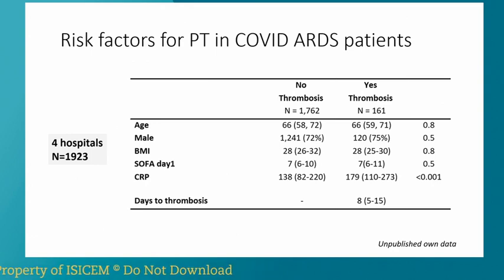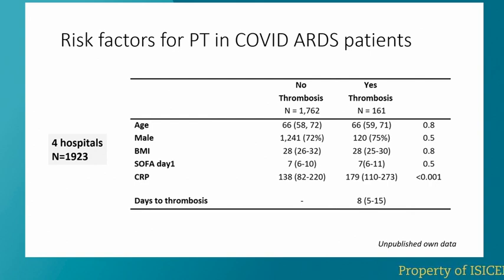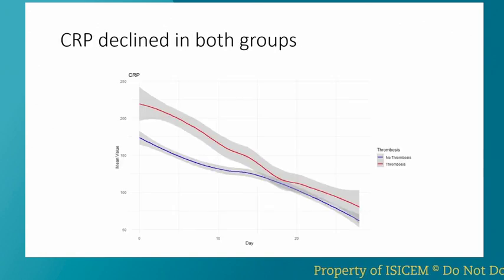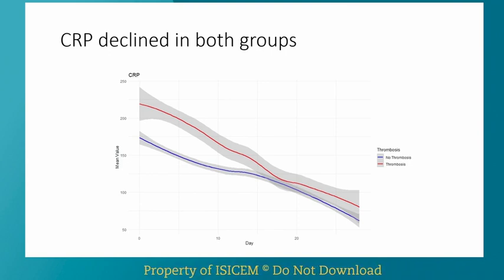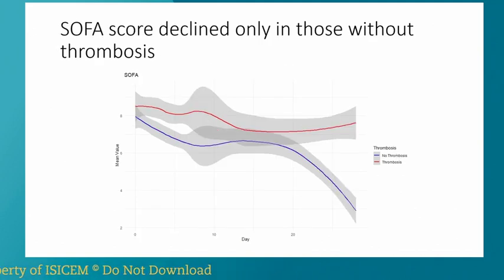And this is the breakdown of the patients with pulmonary thrombosis, yes or no. There's not much difference in age, sex, BMI, SOFA score, etc., although there was a higher CRP in the patients that developed pulmonary thrombosis. And then we set out to compare the ventilation settings, let's say. So CRP was high, it declined, it was higher in those with thrombosis, and it declined in both groups as time progresses. I think we can understand this. SOFA score was the same at the start, but it declined earlier in those without any thrombosis, whereas it remained the same throughout the first 21 days in those that developed pulmonary thrombosis.